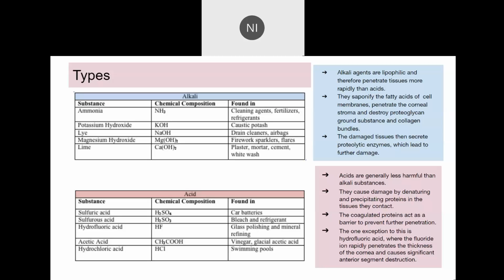In contrast, acids are generally less harmful than alkali because they cause damage by denaturing and precipitating proteins in the tissues they contact, and the coagulated protein will act as a barrier to prevent further penetration. As opposed to alkali, the damaged tissue will not secrete proteolytic enzymes. The one exception among the acids is hydrochloric acid, where the chloride ion rapidly penetrates the thickness of the cornea and causes significant anterior segment destruction.